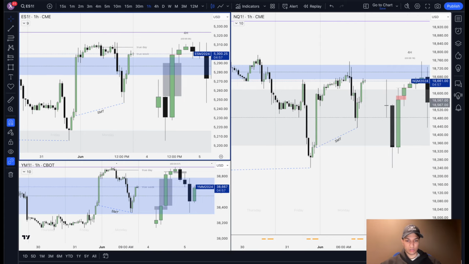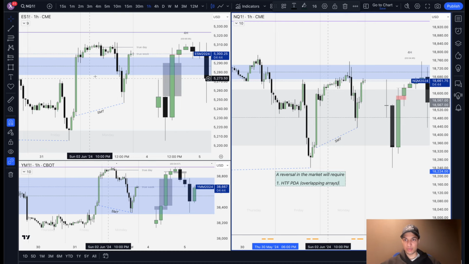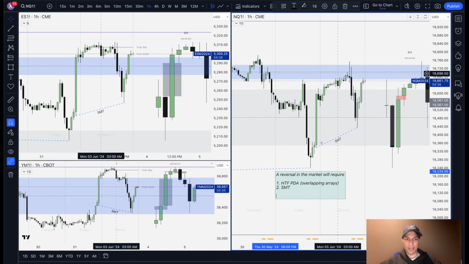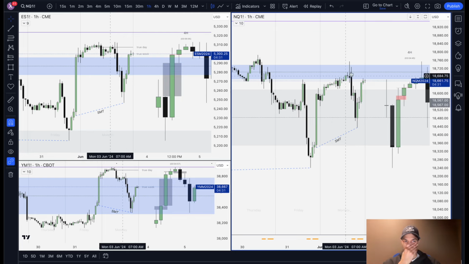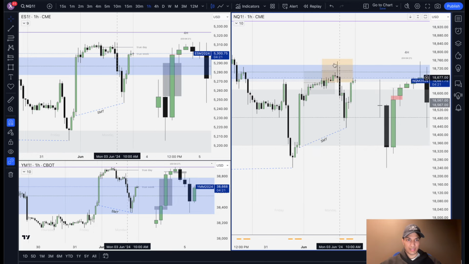So just as we said earlier, a reversal in the market will require a higher time frame PD array, or in this case, overlapping arrays. We have about 4 of them on different time frames that we're looking at in this area, and an SMT. We can also use the same logic to map the manipulation leg. So if we assume this reversal short term, in here we have accumulation of the market, deviation above the highs, which can be seen as manipulation, and then distribution.